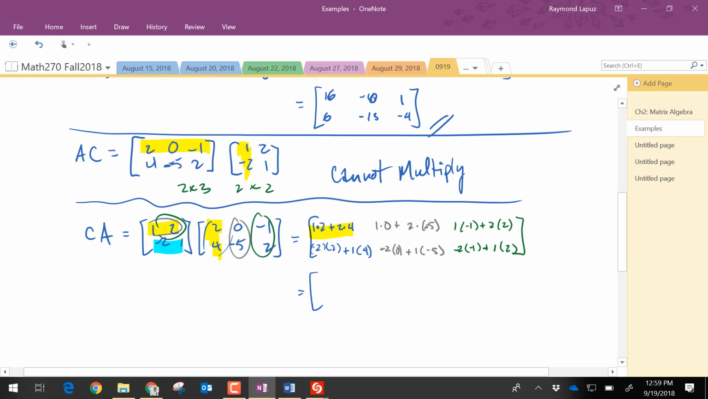So this is 2 plus 8, 0 minus 10, negative 1 plus 4, negative 4 plus 4, 0 minus 5, and positive 2 plus 2.